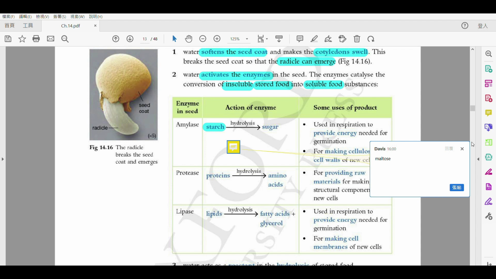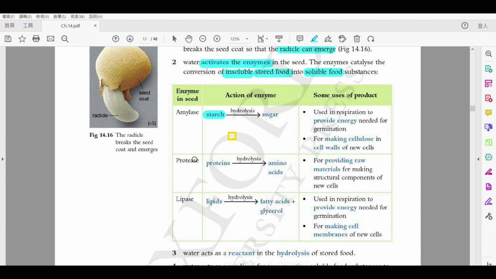All right. And then the next one, it will be protease. So protease is related to protein, and the simpler form is called the amino acid. And then the last one, it will be lipid. Lipid will become fatty acid and glycerol. So as you can see, this will be the very easy summary for your chapter 5 or chapter 6.